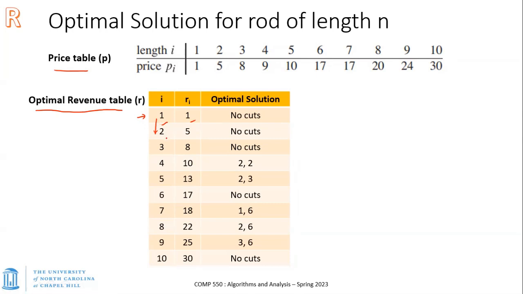And you can say, well, what's the best revenue that you can get from a rod of size 2? And we saw that you can build up on the previous solutions. And if you have a rod of size 7, how would you do that? Well, instead of looking up in the price table, which would be rather complex because the price table does not have the optimal solutions to those previous smaller problems, as you've already built up the optimal revenue table, you simply look up in the optimal revenue table.